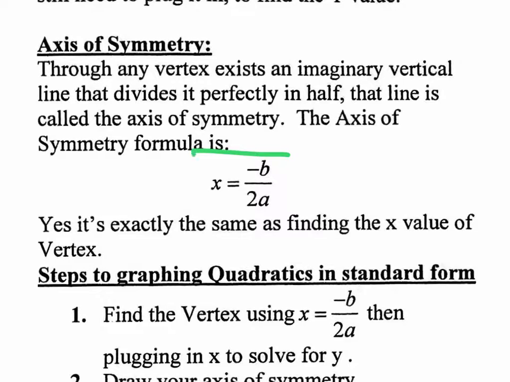So that's right. This formula for the axis of symmetry is the same exact formula for the x value of the vertex. Now that makes total sense. It does, because the axis of symmetry goes right through the vertex. That's why it's the same formula. Are you guys with me? I hope so. Please don't be falling asleep.